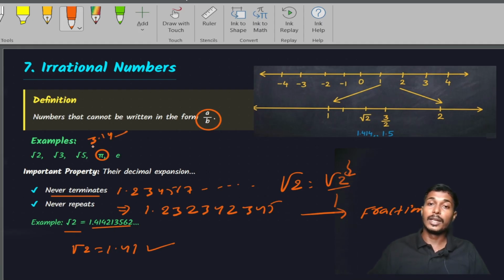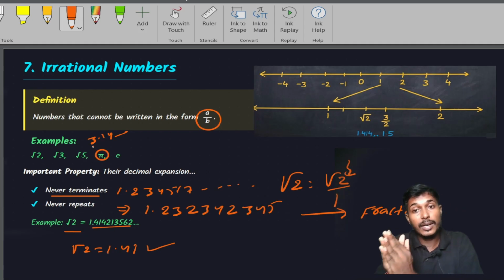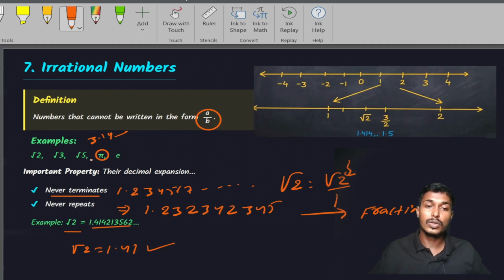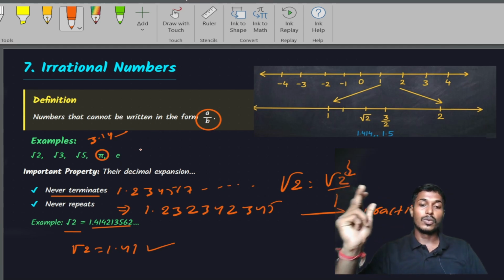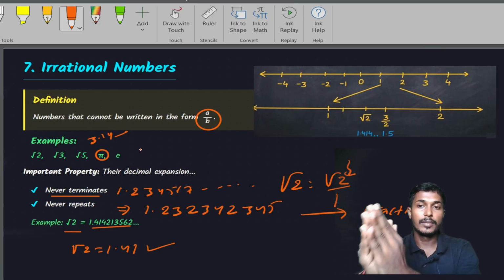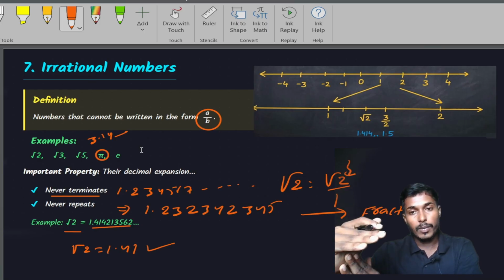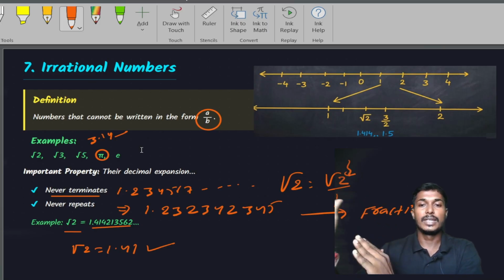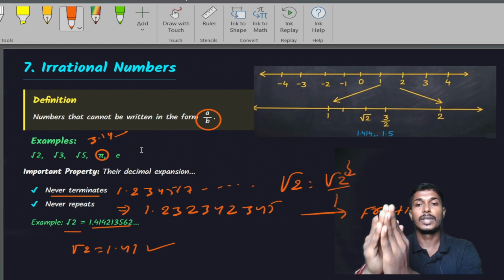No, it will go on so long, and it will never terminate and never repeat, and that's why it is also an irrational number. Same with e. Now it's time to recall what is rational and what is irrational. Any number which can be written in the form of a by b, where a and b are integers and b should not be equal to 0, is a rational number.